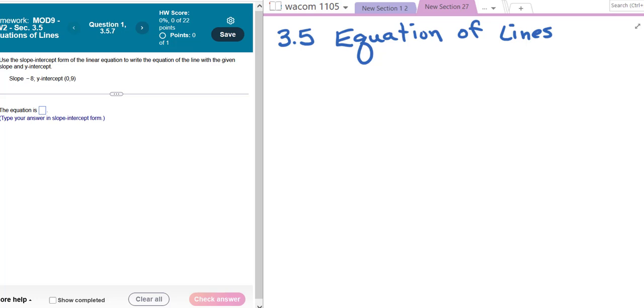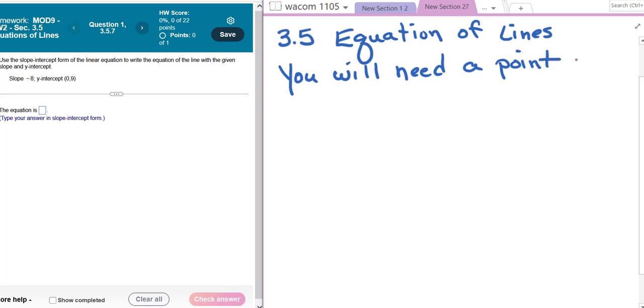There are 3 forms of equations of lines that you should know. So you want to memorize these. And to get the equation of any line, you're going to need a point and a slope. So 1 point and the slope. So you might have to find the slope like we were doing in the last section.